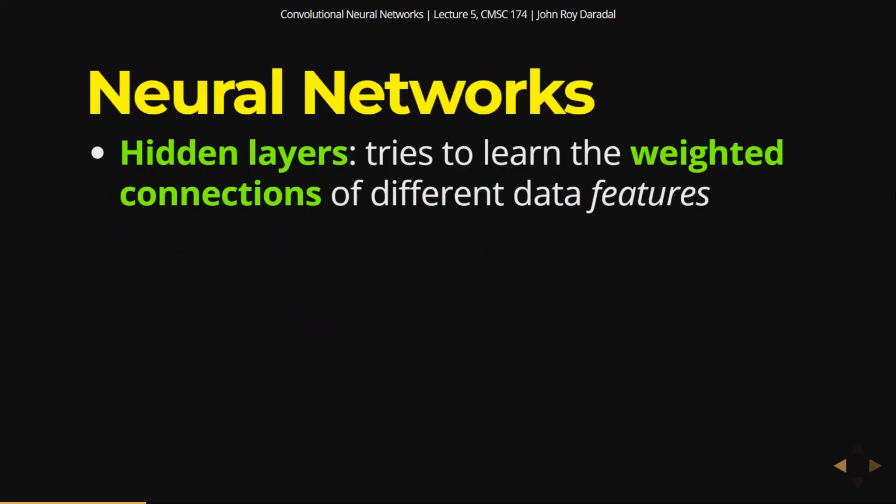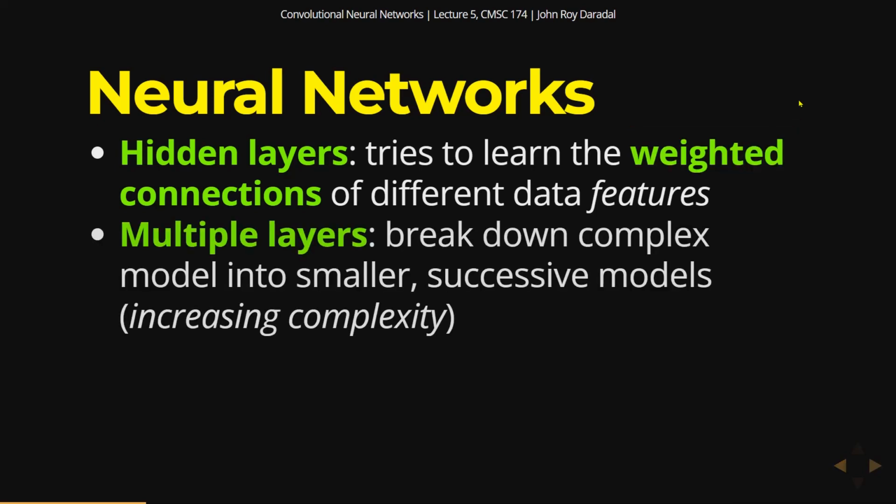Okay? Now, what is the purpose of the hidden layers? The hidden layers will try to learn the weighted connections of different data features. So they will try to combine the different features. So what if I try to combine feature 1 and feature 2? Is that a good indicator of what the class will be? Or how about if it's feature 1 and feature 3, or feature 2 and feature 5, and so on? So it will try to learn different combinations of features. Okay, and the strength of those connections will be the weights that we'll try to learn.